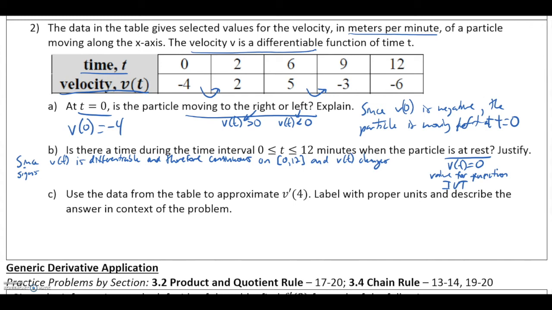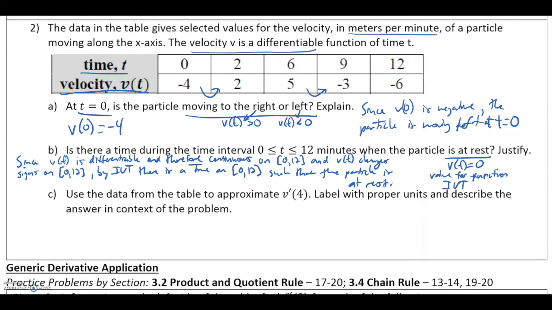So since v of t changes signs on the interval 0 to 12, by the intermediate value theorem, and then just repeat what we were supposed to prove. There is a time on 0 to 12 such that the particle is at rest, or such that v of t equals 0.